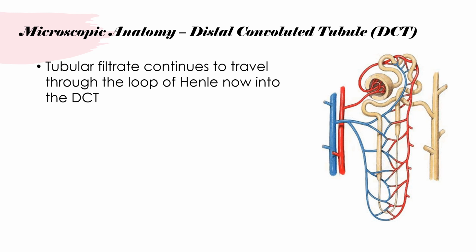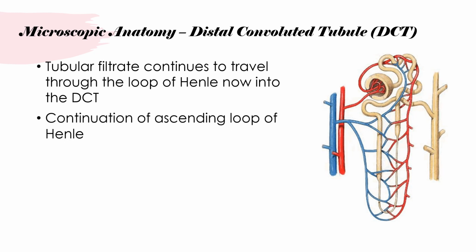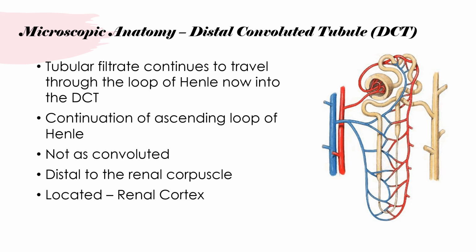All right, moving to the distal convoluted tubule. This is now going to take our tubular filtrate, and it's going to continue to travel through the loop of Henle, but now it's going to go into the DCT, which is a continuation of the ascending loop of Henle. It's not as convoluted, so it's not as twisty-windy, moving around. And it's distal to the renal corpuscle, so that's why they call it distal. And remember, it's located in the renal cortex.